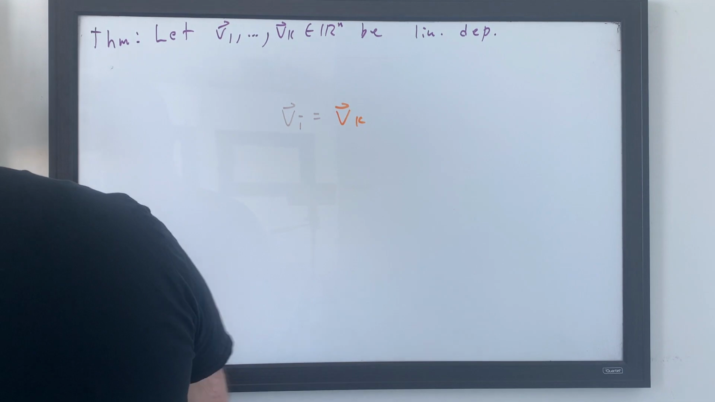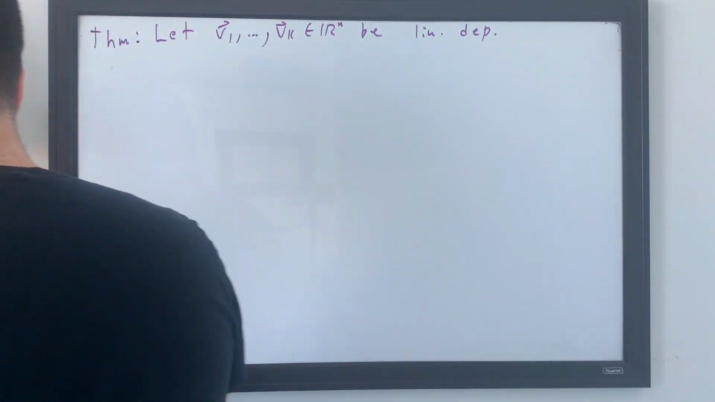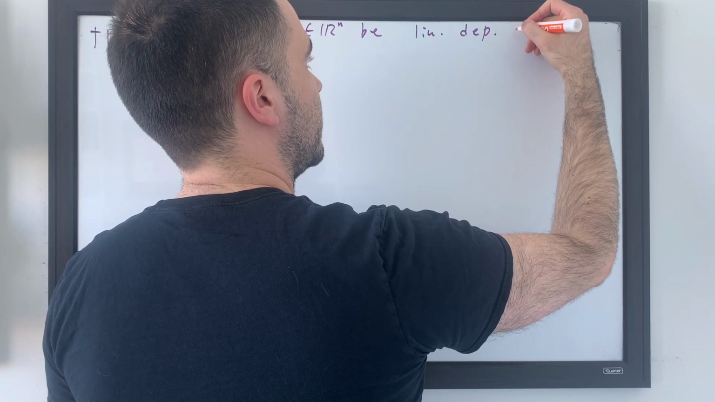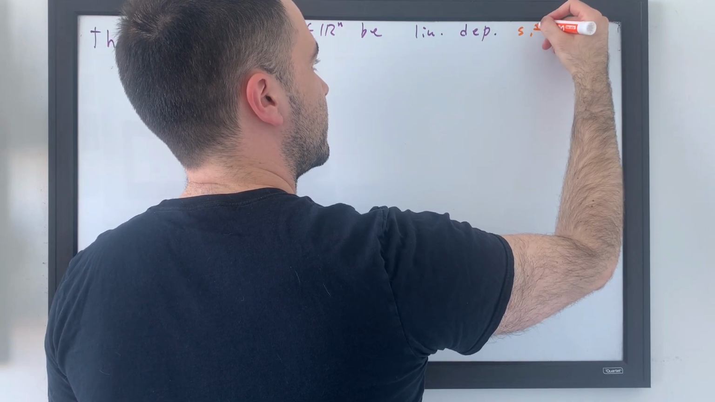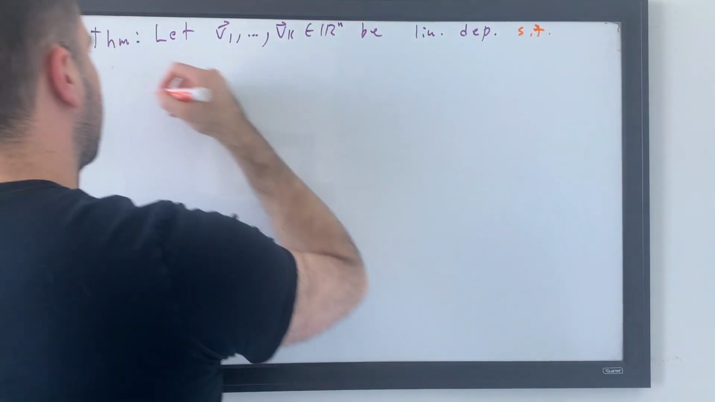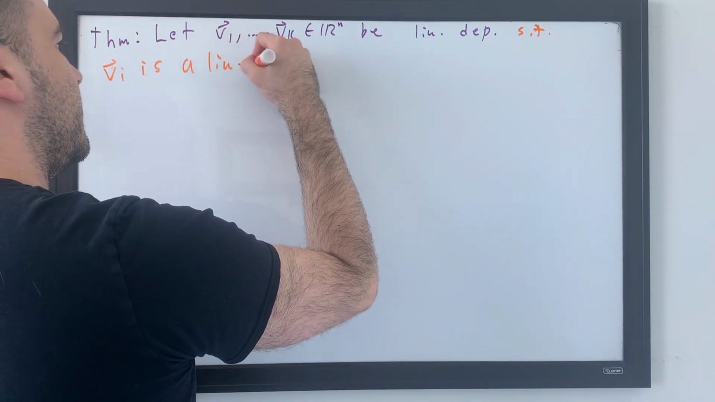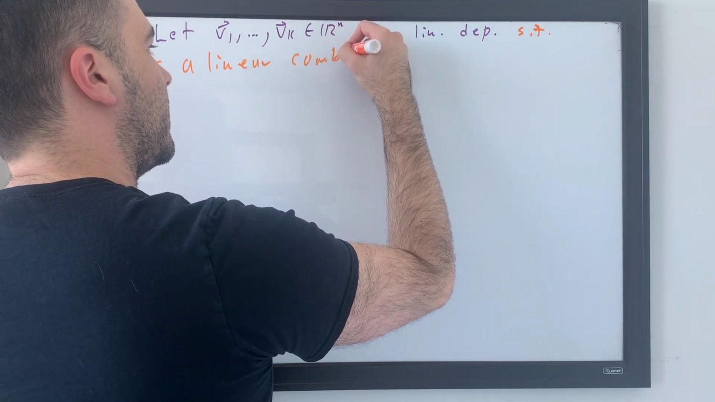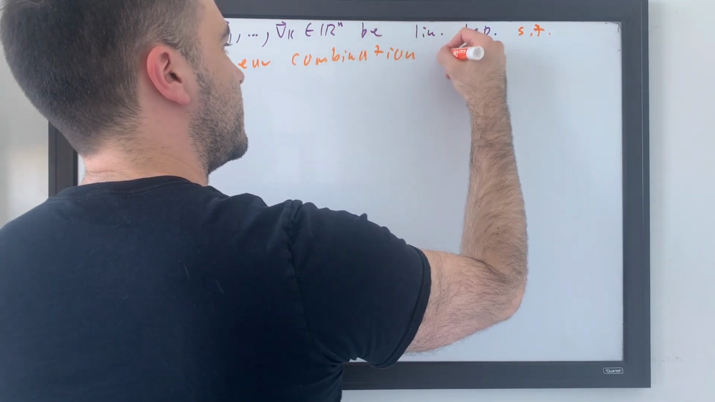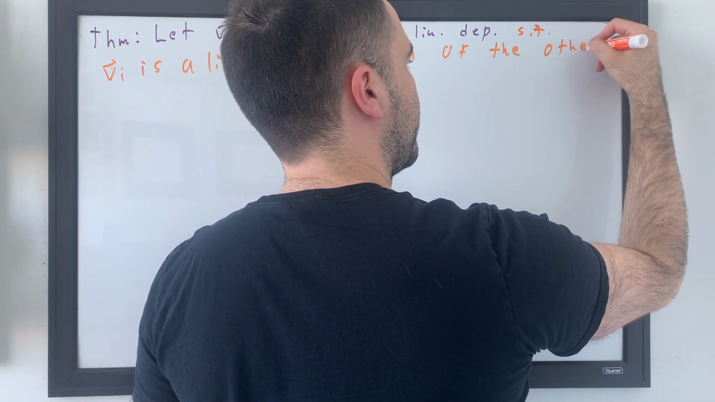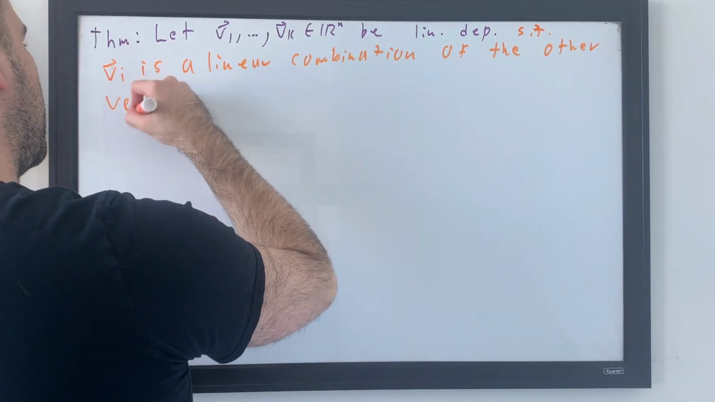One of the ways in mathematics we say that is, be linearly dependent such that vi is a combination of the other vectors.